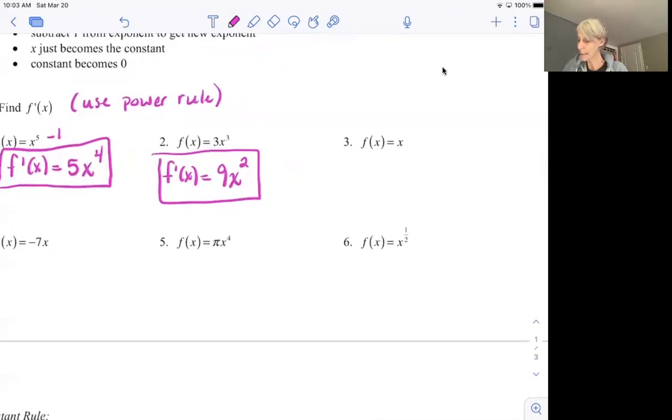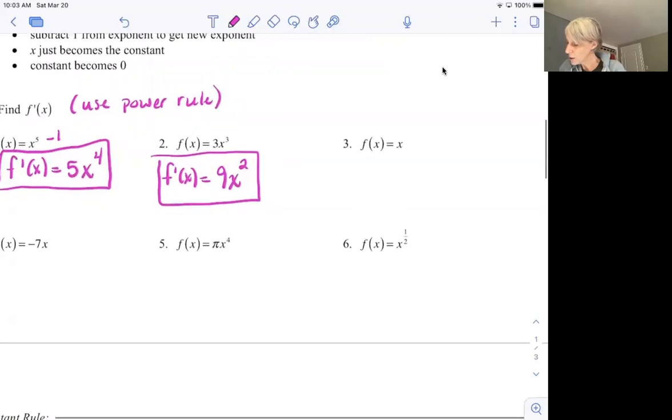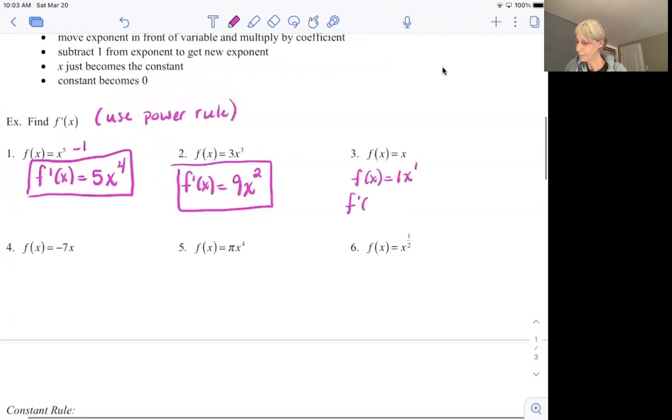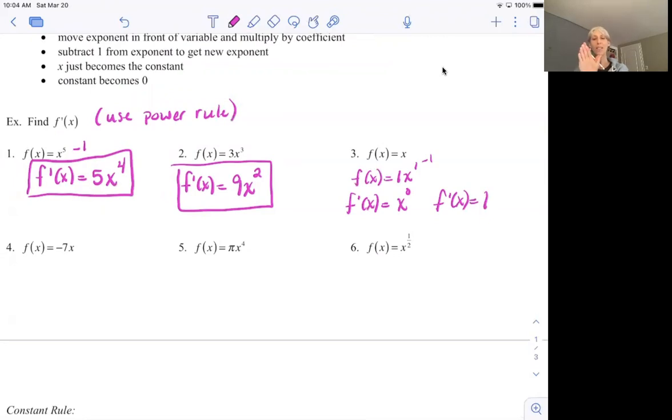F of x equals x. Let's just think about applying the rule. This really means 1 times x to the first power. So 1 times 1 is 1. X to the 1 minus 1 is x to the 0, which is just 1. So anytime we have just an x there, with no power, it's really x to the first, and this is going to happen. Your derivative is just going to be whatever constant is in front of your variable.